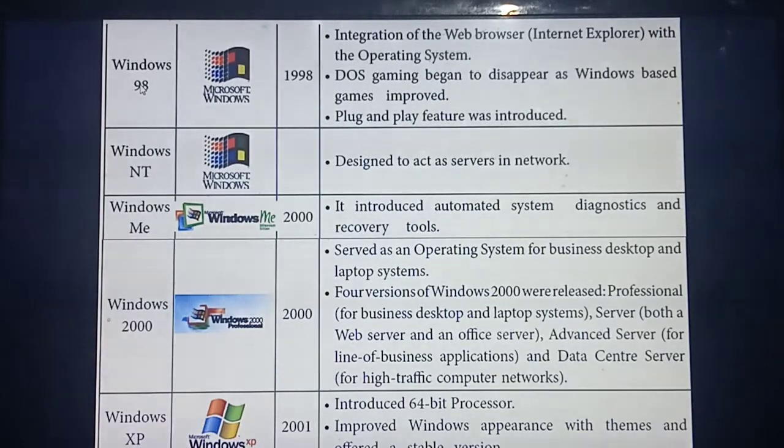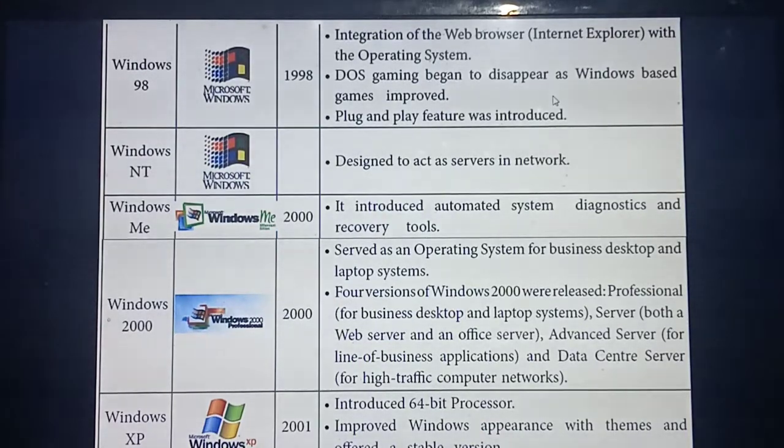Windows 98 was introduced in the year 1998. Which company? Microsoft Windows. Okay, so last time we studied web internet browsers, isn't it? Here they introduced Internet Explorer. Now also you might have seen Internet Explorer. Have you seen the symbol E, just like Google Chrome? Yes. That is Internet Explorer. So from Windows 98 onwards they introduced Internet Explorer.